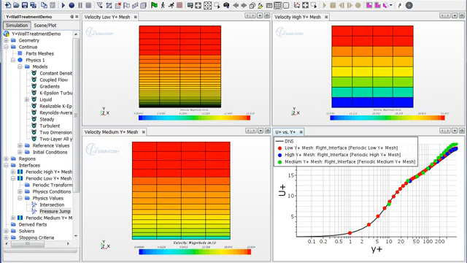The current simulation applies the realizable K-epsilon 2-layer model with the 2-layer all Y plus wall treatment. The red dots depict the solution on the low Y plus mesh. We can see that the cell directly at the wall has a Y plus value of 0.95. The viscous sublayer and the buffer layer are captured by the solution.